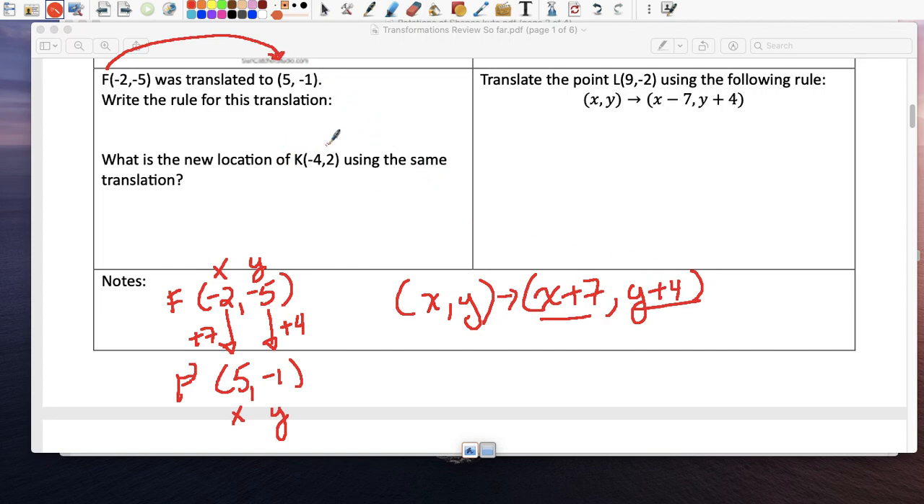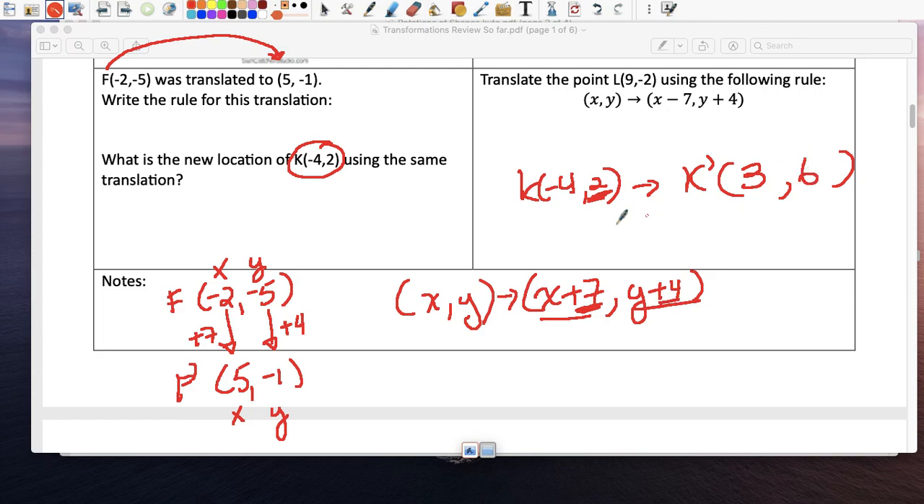So they're asking us to take point K and do the same thing. So K is 4, -4, and 2, and let's apply the same rule. So if you're at -4 and you go 7 to the right, you're going to end up at +3. If you're on the second floor on the y-axis, you're on +2, and you go 4 up, you're going to end up at 6. So using the same thing that happened to point F to point K, this is the answer.